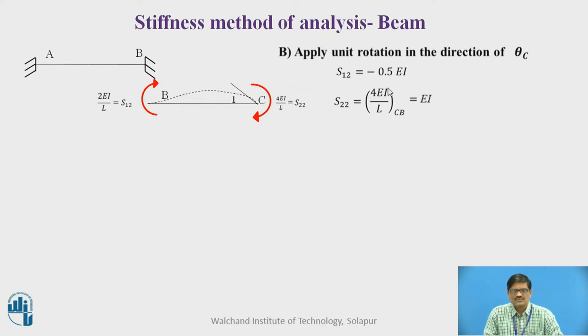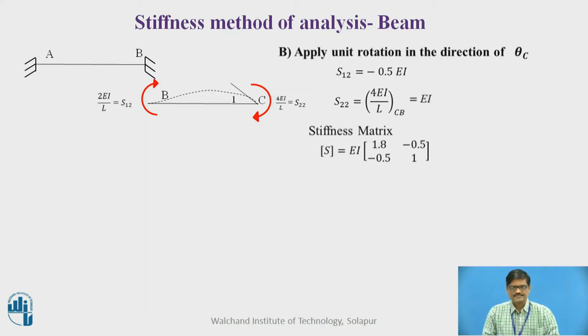So S12 comes out to be minus 0.5 again because this S12 actually is clockwise, but the rotation at B we assumed as anti-clockwise, therefore it is minus. So S22 is 1 EI. So we get the stiffness matrix after completion of both the actions.